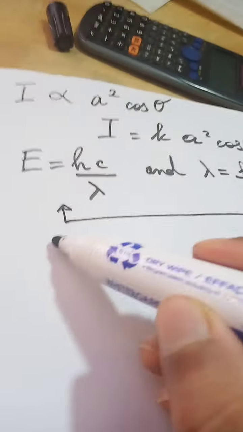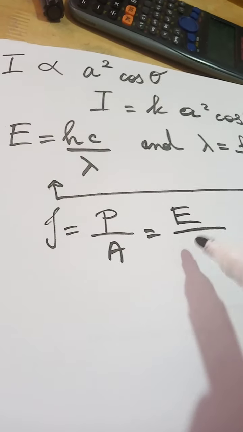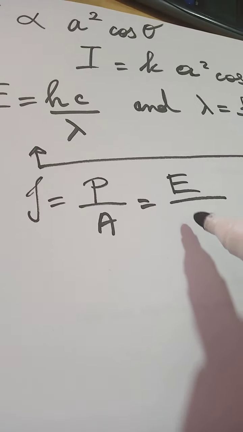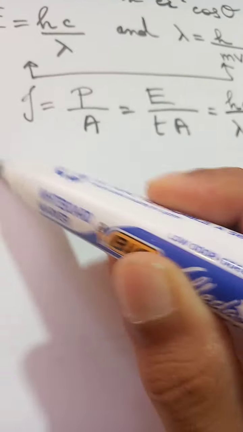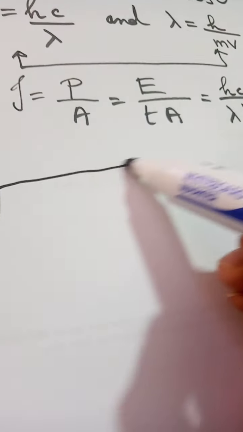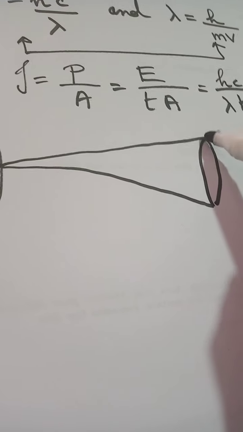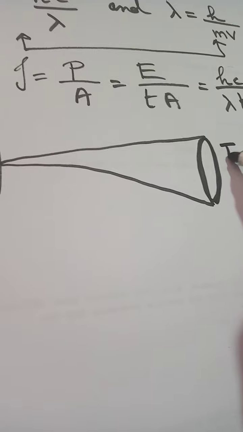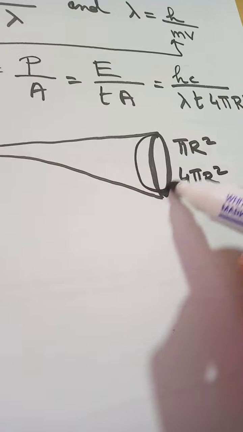So intensity in general terms is power over area, and power is energy per unit time. So in this case, energy would be hc over lambda, times time, times 4 pi r squared, because from the machine, the point, it's coming out as a cone, and it's spreading out. So we have to assume this to be either pi r squared or 4 pi r squared if you're taking a chunk out of it, assuming a sphere.